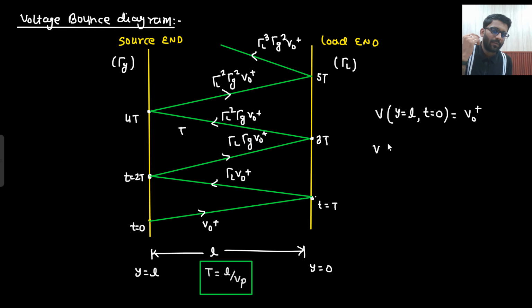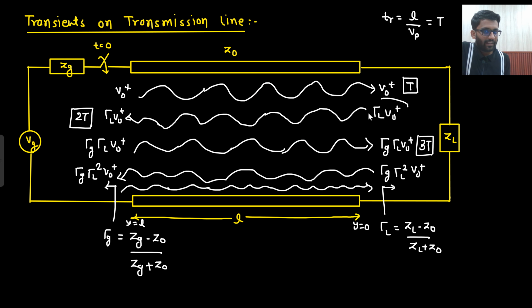Now if I ask you voltage at y equals to L only, but at time equals to t. So at time equals to t, what is happening? This guy is generating gamma L V naught plus. At time t equals to t, at load you have generated gamma L V naught plus. Because V naught plus has reached here, or you can say at t equals to t plus, gamma L V naught plus has been generated. But this hasn't reached here. This gamma L V naught plus will take another time t to reach here. So at time t, at this end only you are having V naught plus only.